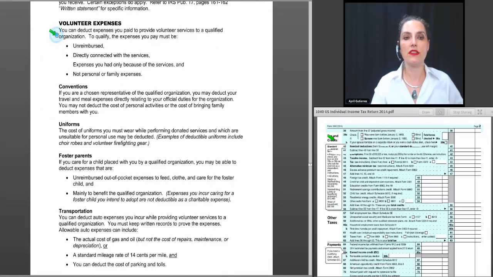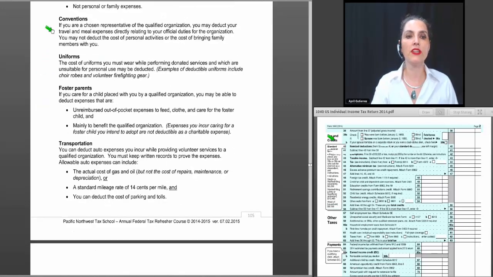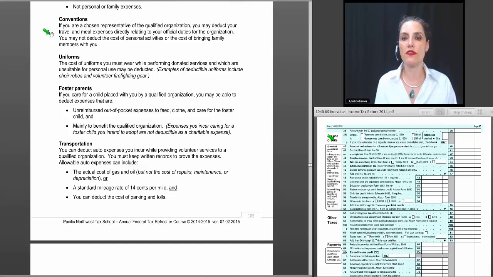Volunteer expenses. You can deduct expenses you paid to provide volunteer services to a qualified organization. To qualify, the expenses that you pay must be unreimbursed, directly connected to the services, expenses you had only because of the services, and are not personal or family expenses. Conventions. If you are a chosen representative of the qualified organization, you can deduct your travel and meal expenses directly relating to your official duties for the organization. But again, you cannot deduct the cost of personal activities or the cost of bringing family members with you.